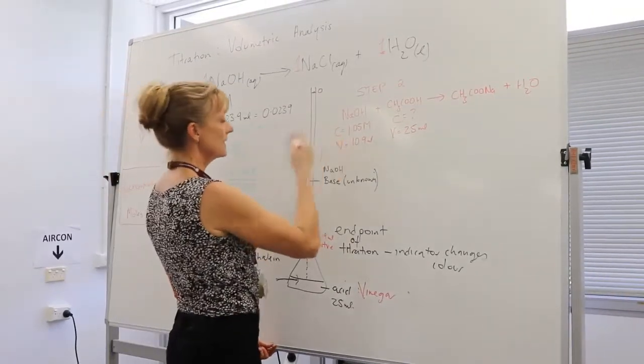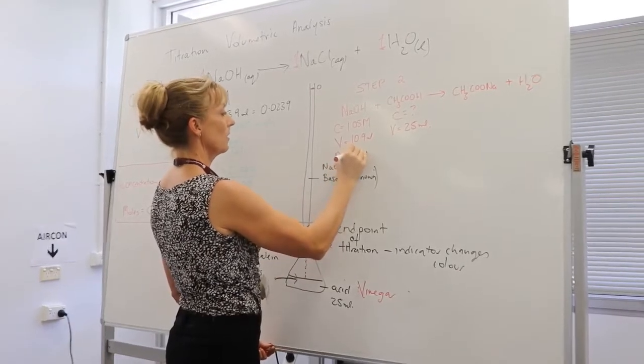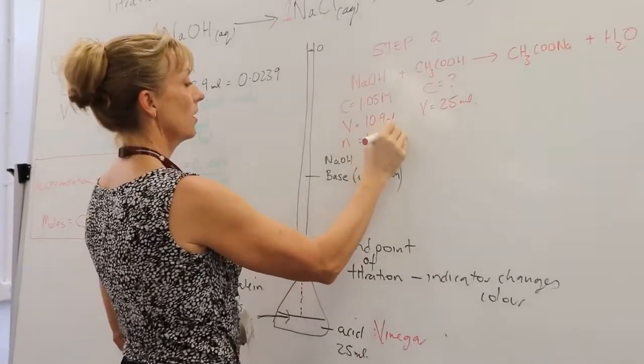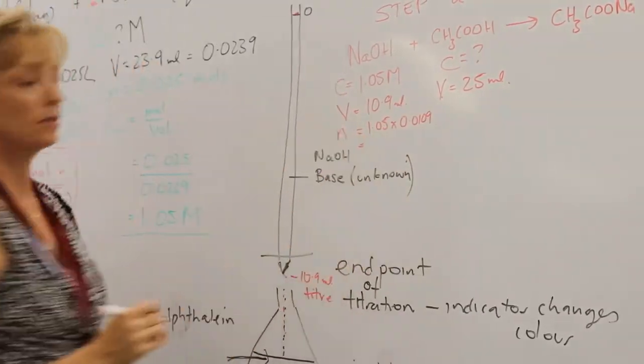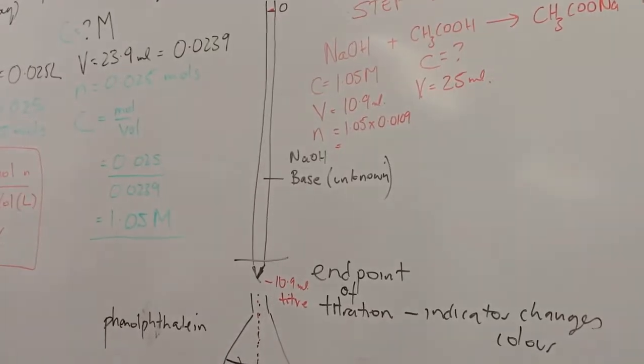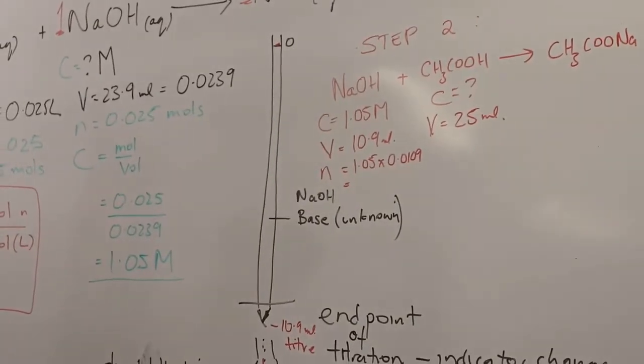So now we do exactly the same process. Let's practice it. So number of moles would equal 1.05 times 0.0109. Do that on your calculator and let me know. I'll race you.